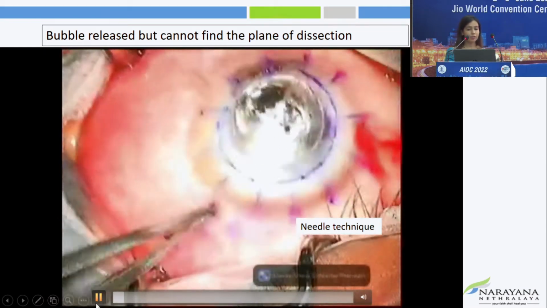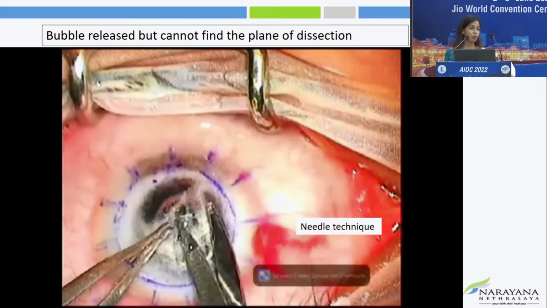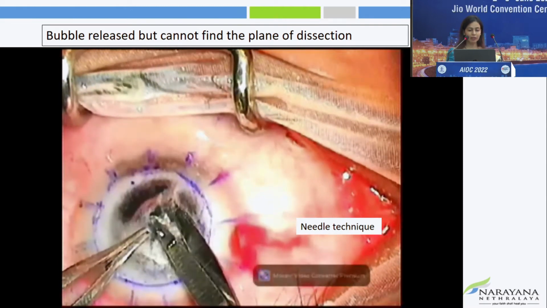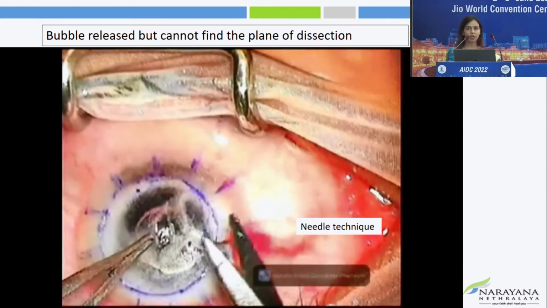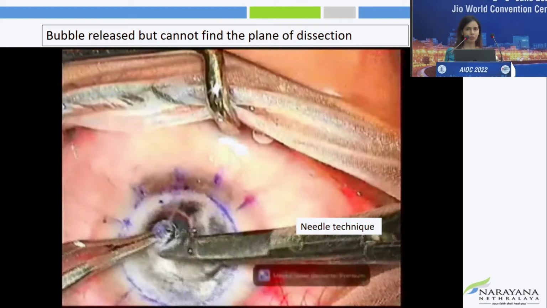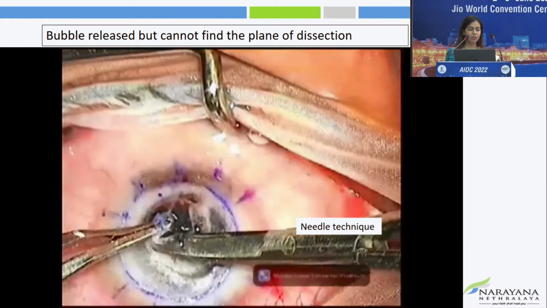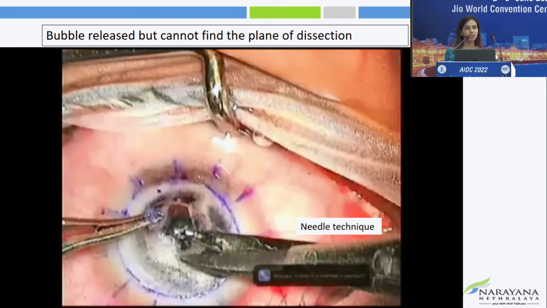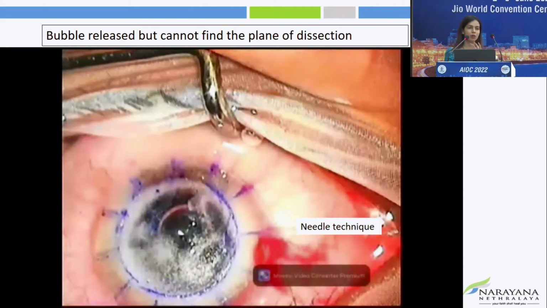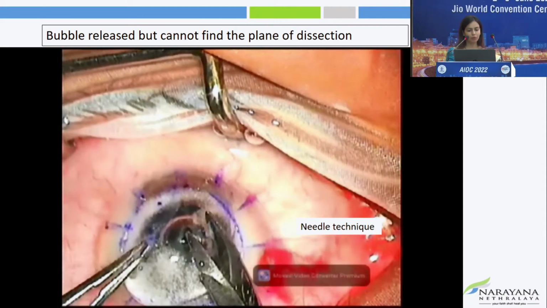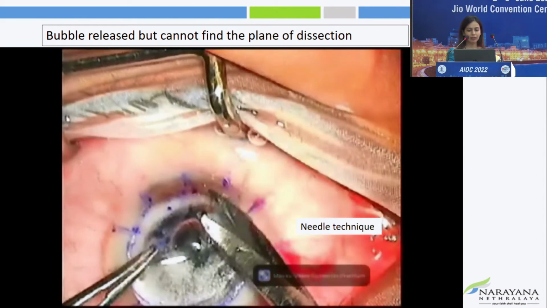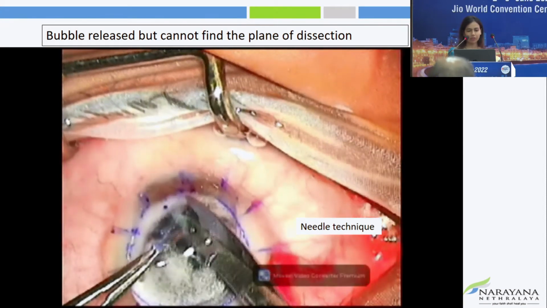The last thing I'd like to show is, suppose you made the nick, but your nick was not deep enough. It was very superficial and you can't really find the plane. Then there are ways to try and find that dissection. But if not, then you would have to resort maybe to a manual way. So the idea is to get that instrument into that space, because otherwise that entire creation of the bubble that you've done would be for naught. Here finally we found the plane, and then we'd be able to uncover the DM.